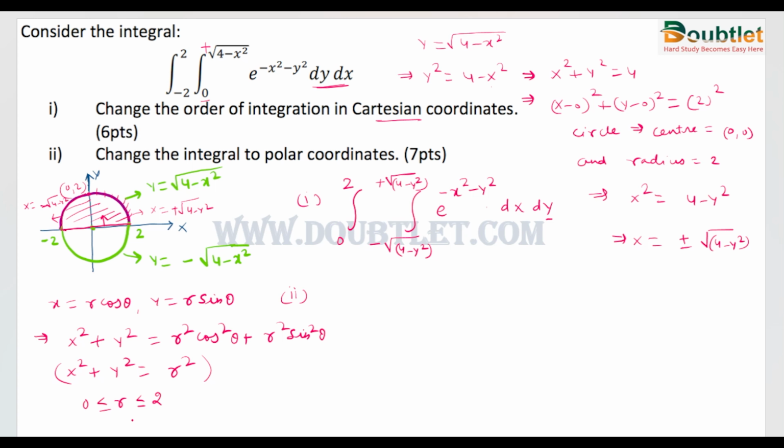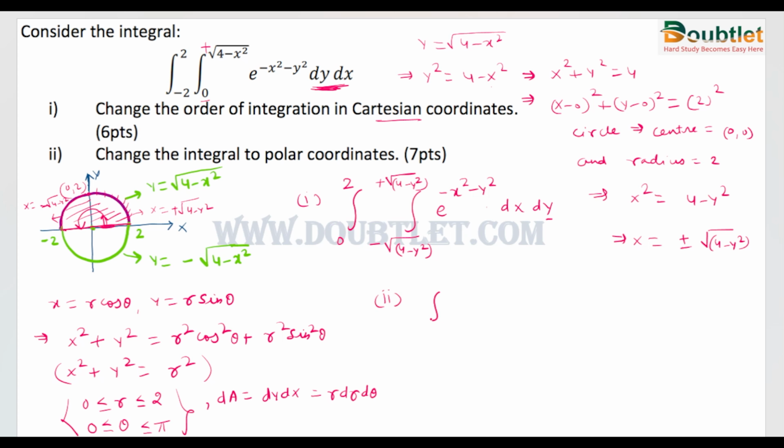So basically theta is varying from theta equal to 0. If we rotate this anti-clockwise, theta in this region goes up to 180. So theta will vary from 0 to pi, and we can write dA, meaning dy dx, as r dr d theta. So by using all these conversions, we will solve the second part of this question.